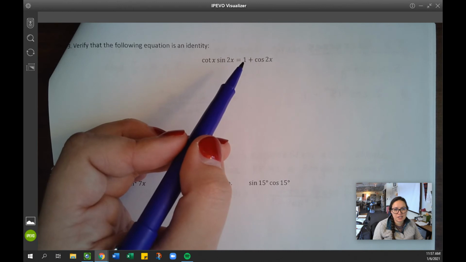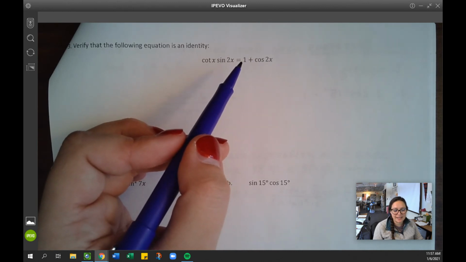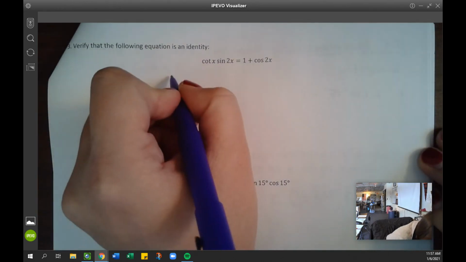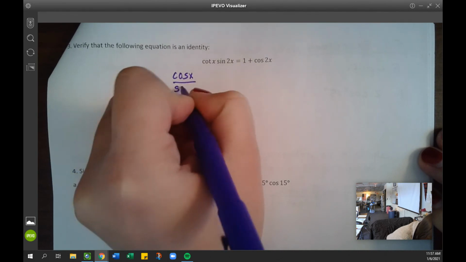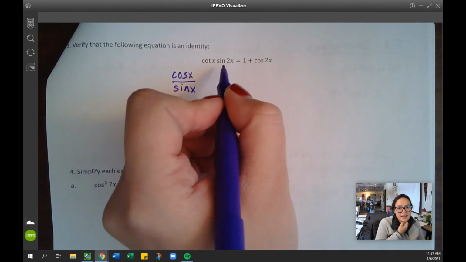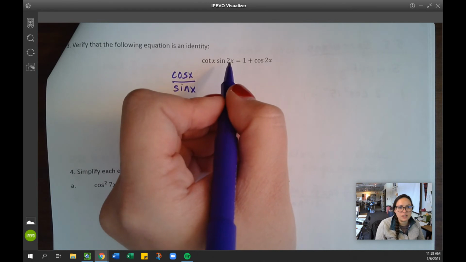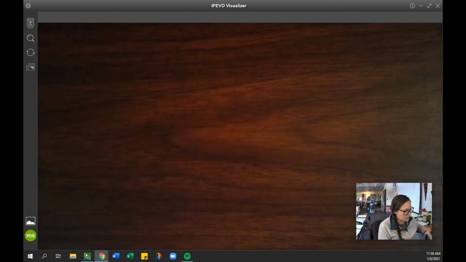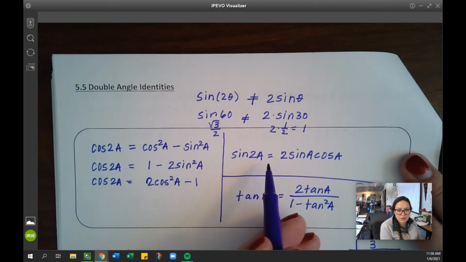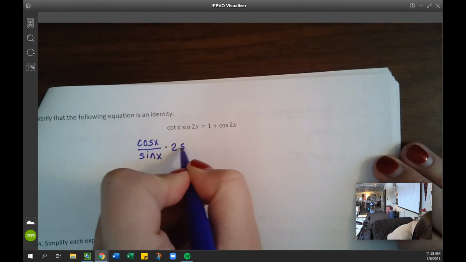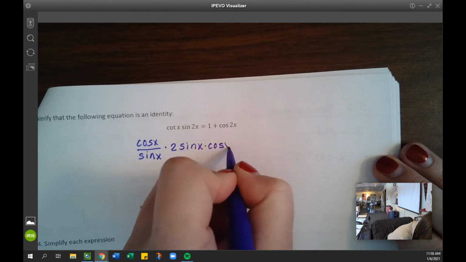And one of our strategies is to turn everything in terms of sines and cosines. So cotangent is really cosine over sine. And sine 2x, even though it is a sine, it has that 2 in there. So we're going to use the identity for sine 2x. So let's quickly flip back and see what that is. So sine 2x or 2a is just 2 times sine times cosine. So I'm going to rewrite it like that. So we have 2 times sine times cosine.